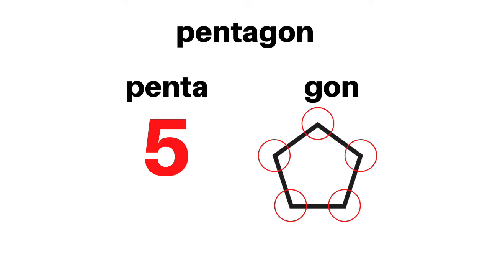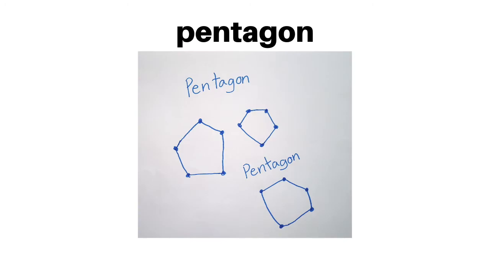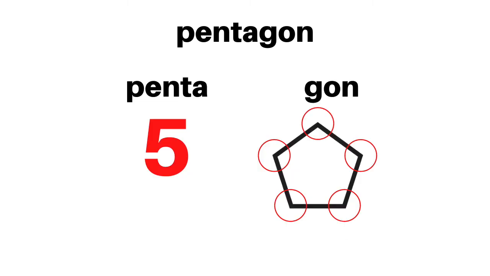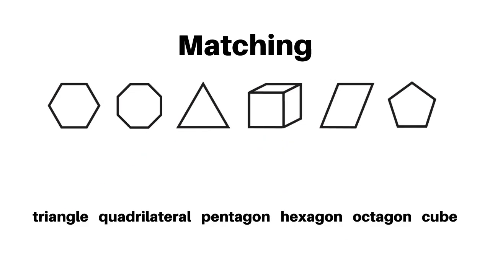One way is to practice drawing pentagons. The shape should be closed, the sides should be straight, and there should be 5 angles. The sides don't have to be all the same length, and the angles don't have to be all the same. If it has 5 angles, it's a pentagon. Each time you draw one, think or even write pentagon. And that's how you can remember triangle, quadrilateral, pentagon, hexagon, octagon, cube.